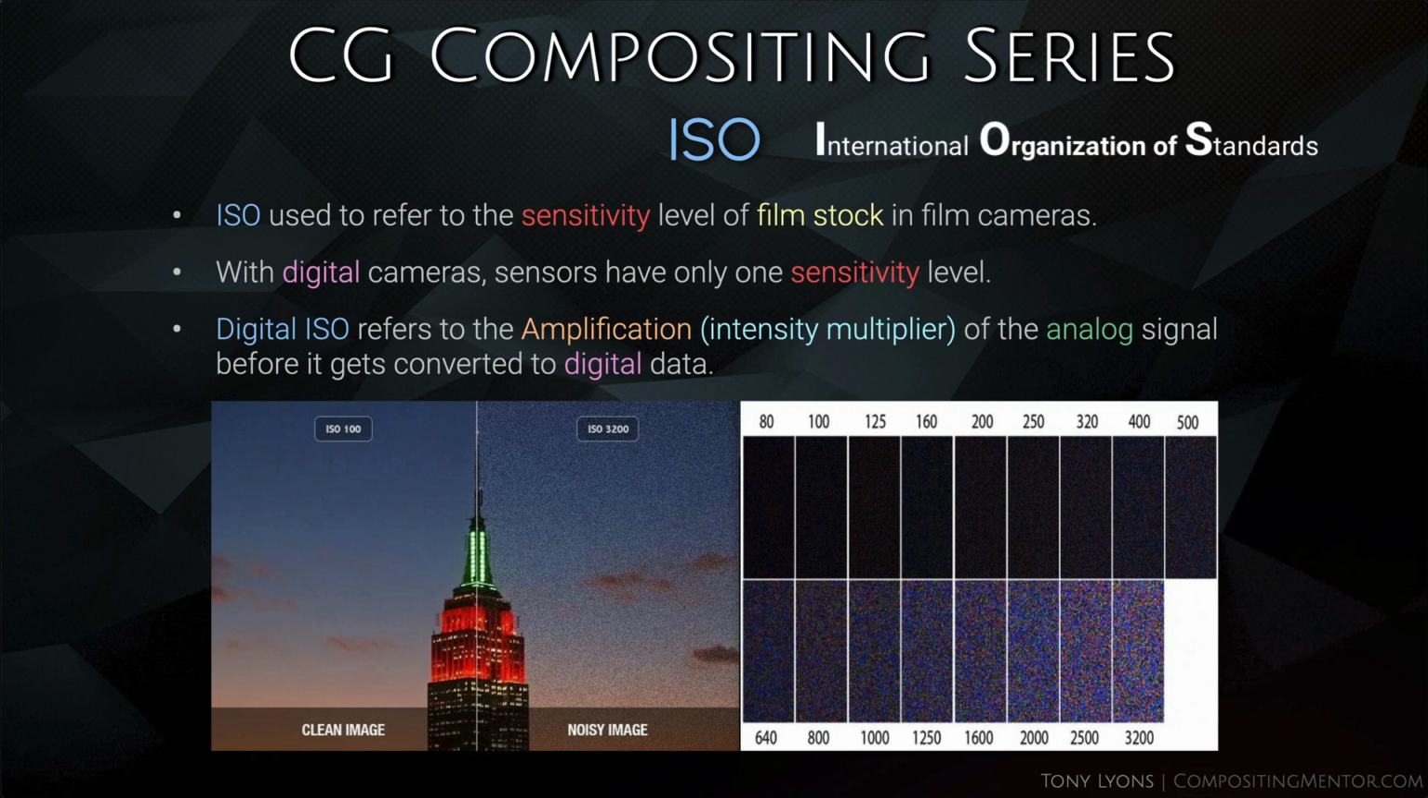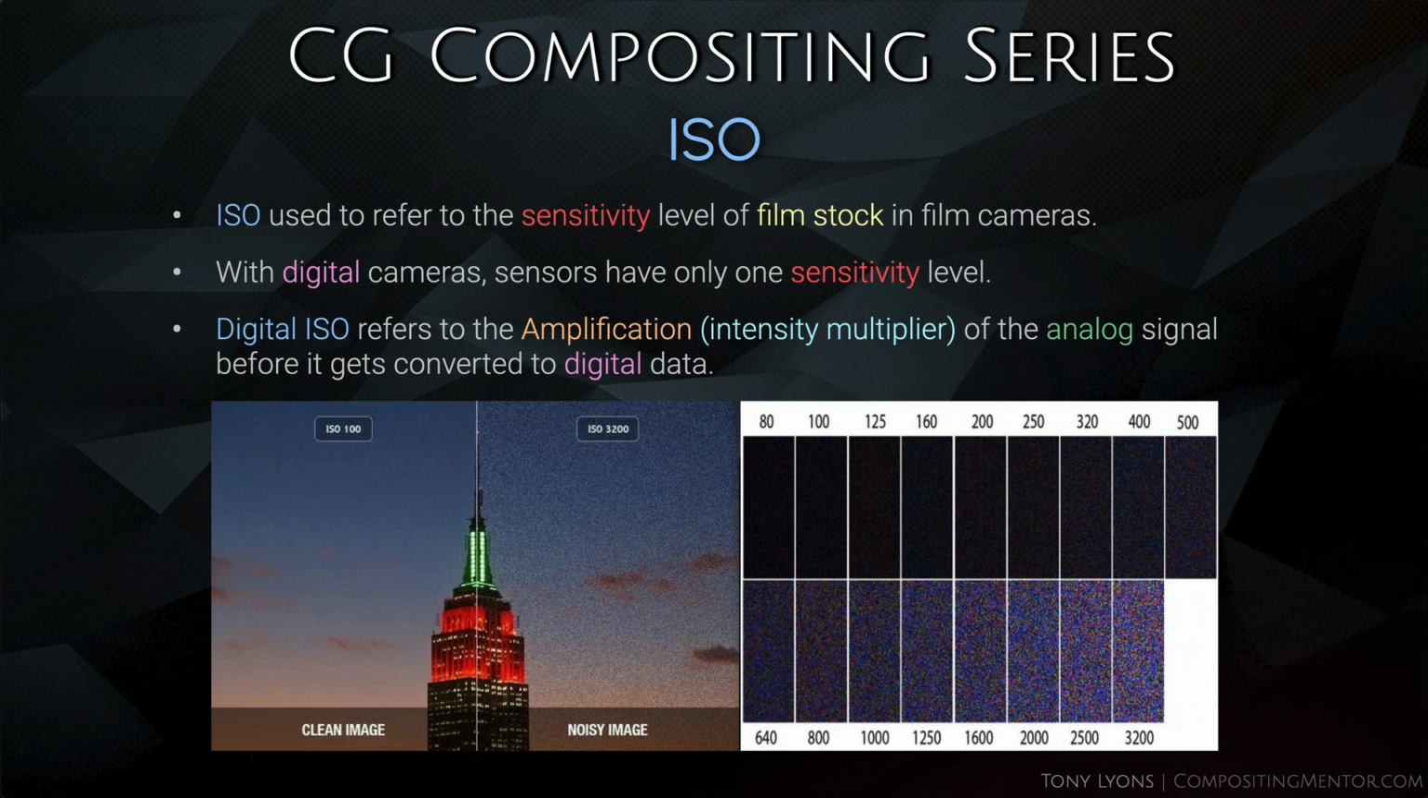ISO actually stands for International Organization of Standards, which is the most boring name that anybody has ever come up with, but it essentially regulated the sensitivity levels of the film so that the numbers actually meant something and were kind of standardized so that people could reliably know what they would get by picking that film stock.